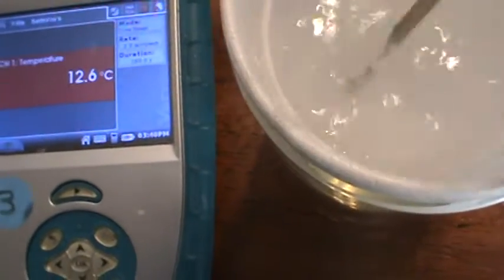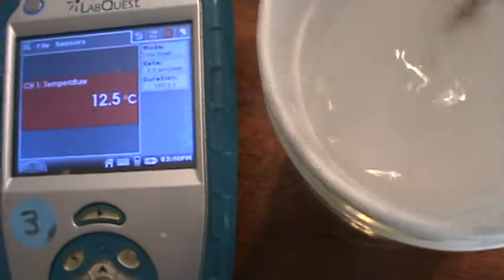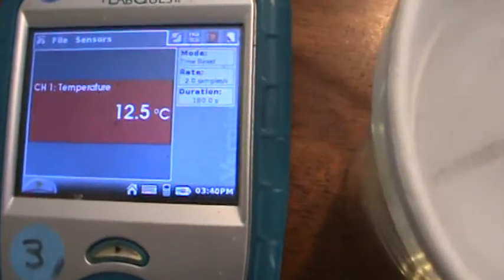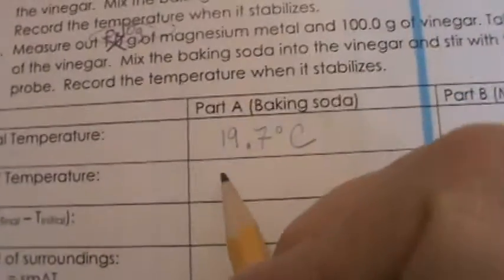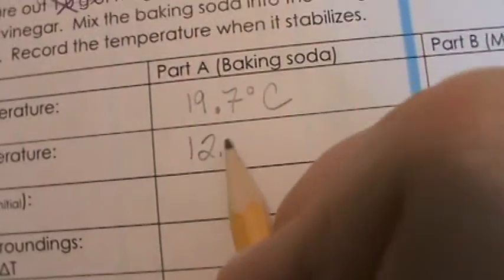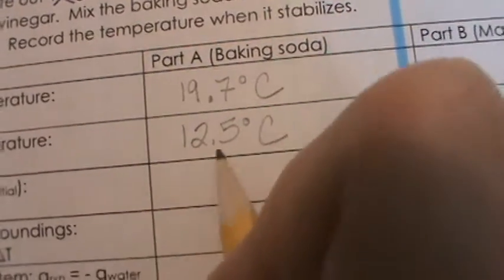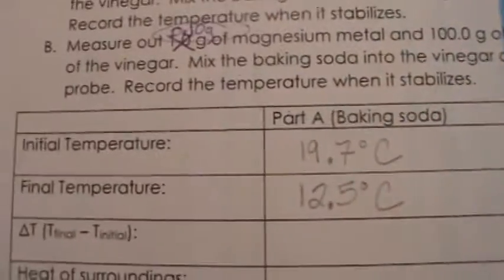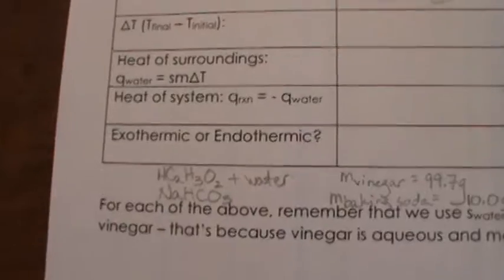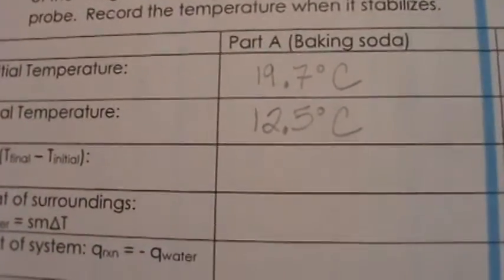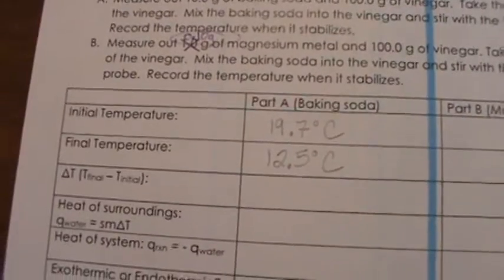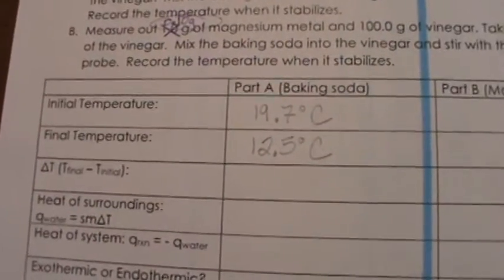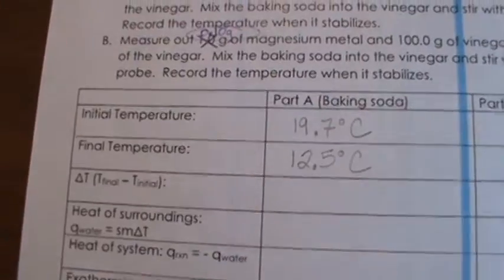Okay. So this is right down around 12.5 degrees Celsius. Okay. So we will come over here and we will put in 12.5 degrees Celsius, and that is our final temperature. Okay, and I will let you guys continue this. Again, if you're not quite sure how to look through this, I would go take a look at some of the parts of the material itself.